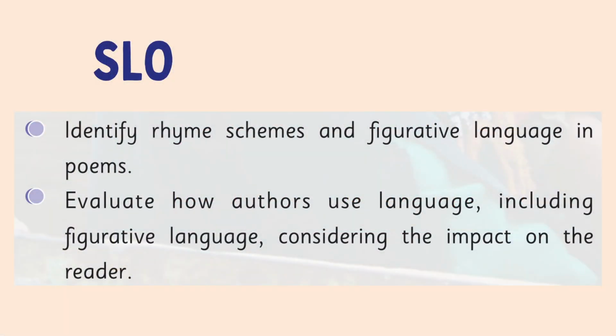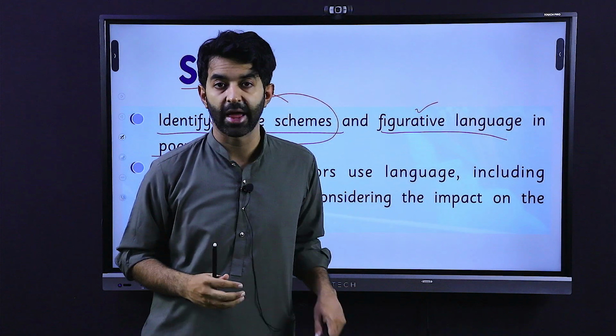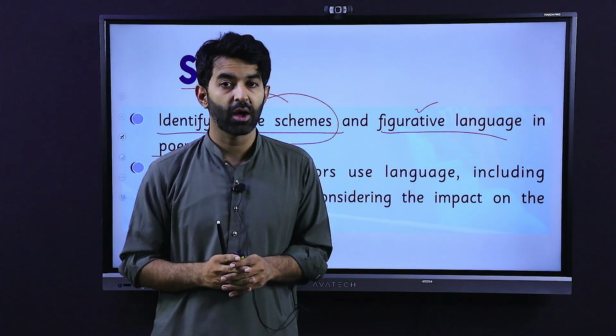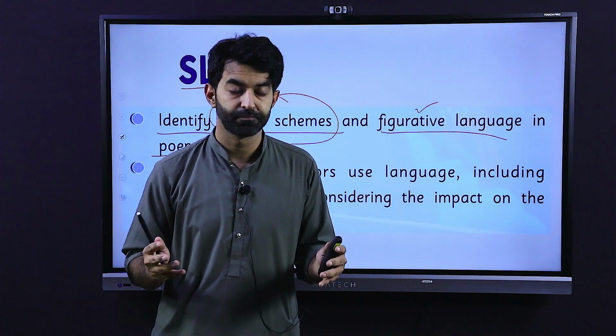Today, we have an SLO which says, identify rhyme schemes and figurative language in poems. So, we are going to see the rhyme scheme and also a kind of language which we call figurative language. We are going to see these two things in a poem. We will talk about what is a poem, what are the different elements of a poem, etc.